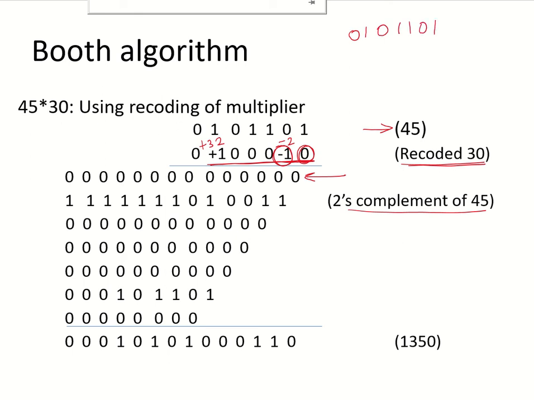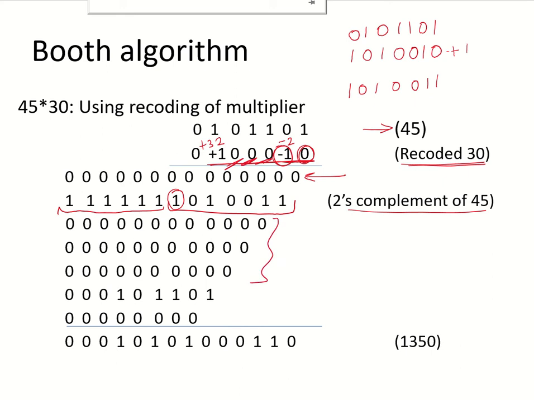So this is 45. We will first take the 1's complement and then we will add 1 to this to get the 2's complement, which is this: 1, 1, 0, 0, 1, 0, 1. And since the sign bit over here is 1, we will do a sign extension in the remaining bits. Also, the remaining bits of the multiplier are all 0, so no addition of the shifted multiplicand needs to be done.